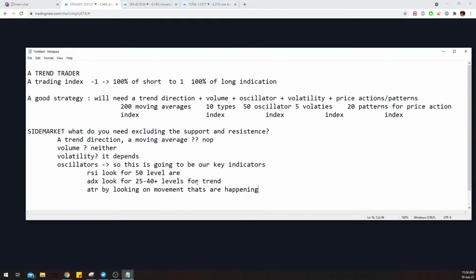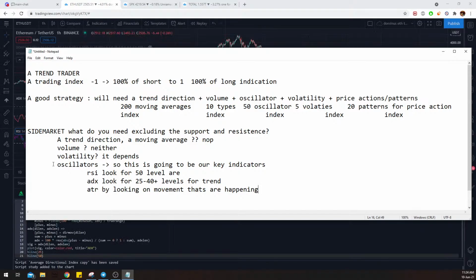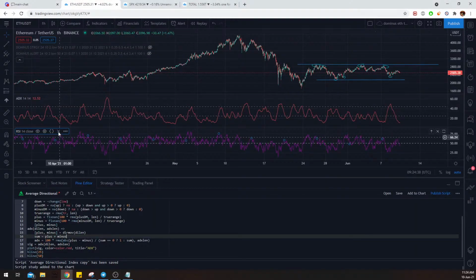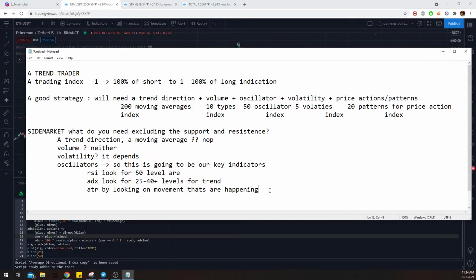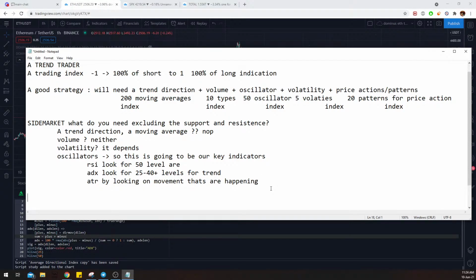So more or less, now that we understood what tools we should use against the side market, there are other things that you can do for the side market.